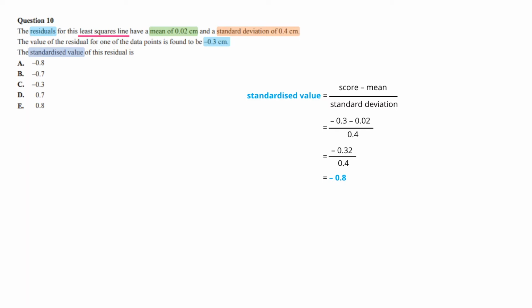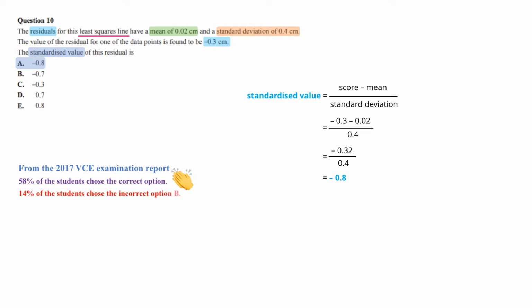So the answer we are after is option A. From the 2017 VCAA examination report, 58% of the students chose the correct option, with 14% of the students choosing the incorrect option B and 13% of the students choosing the incorrect option C.